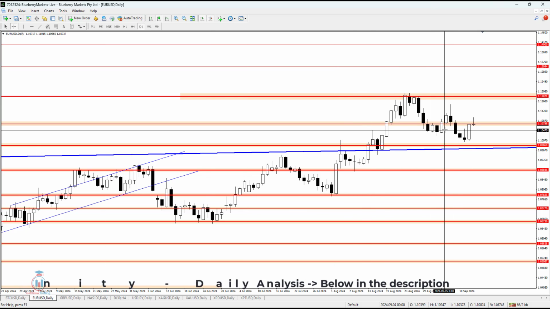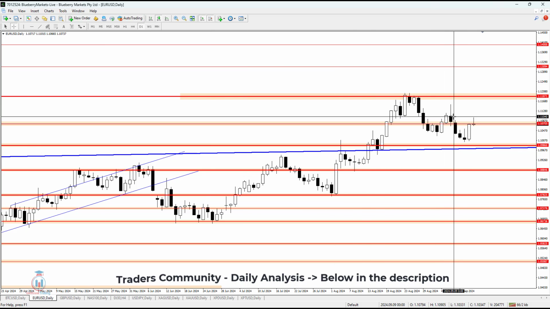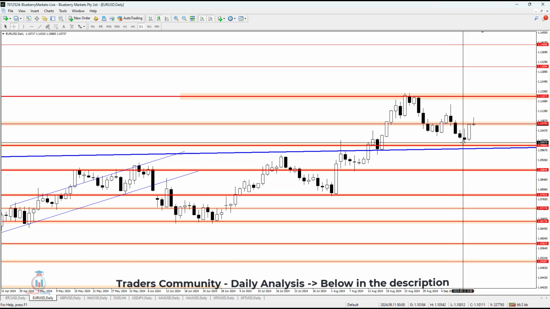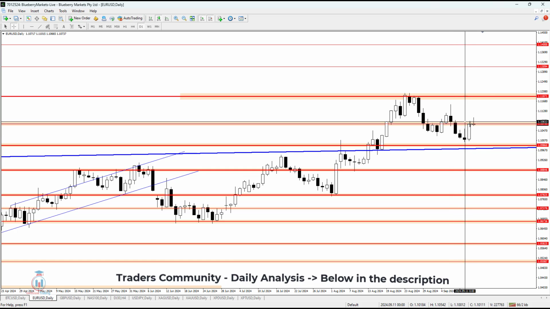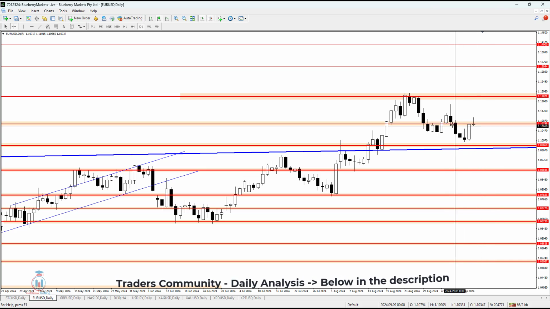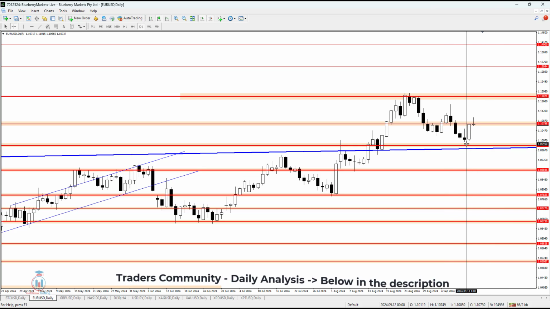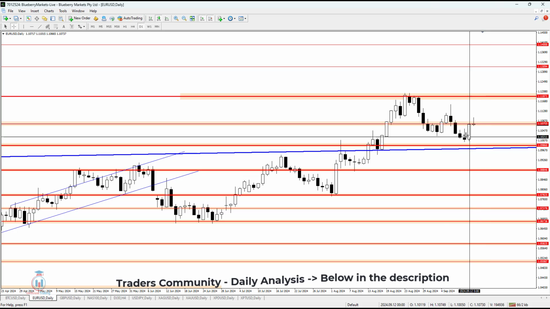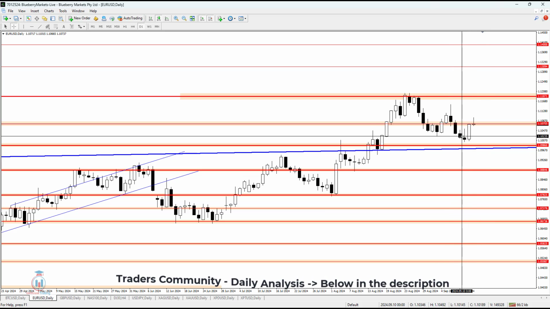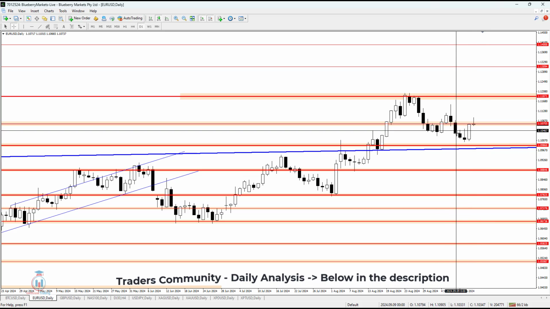Euro against US dollar this week has fallen in value, and we can see the price has gone below 1.107 as a support level and reached almost a demand zone around 1.09860. This was also mentioned inside the trader community about this move, where the price is heading.